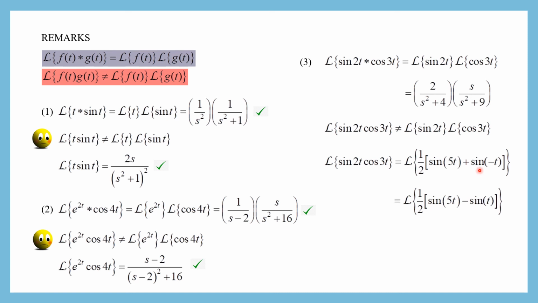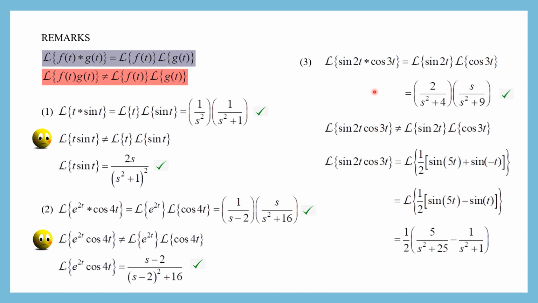We know that sine of negative t is equal to negative sine t because the sine function is an odd function. So the Laplace transform is half multiplied by 5 divided by s squared plus 25 minus 1 divided by s squared plus 1. So this is the result of the Laplace transform of the product of sine 2t and cos 3t.